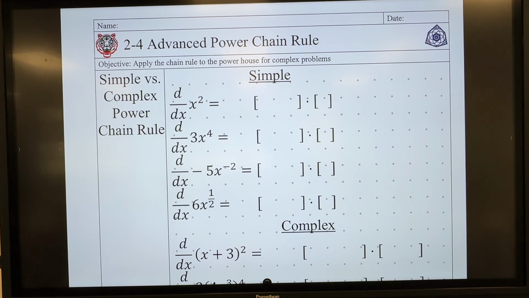Yes, when I say complex problems, I'm kind of doing a hand-wavy way of saying these are harder problems. Last Friday was simpler problems. Today there's going to be lots of stuff.